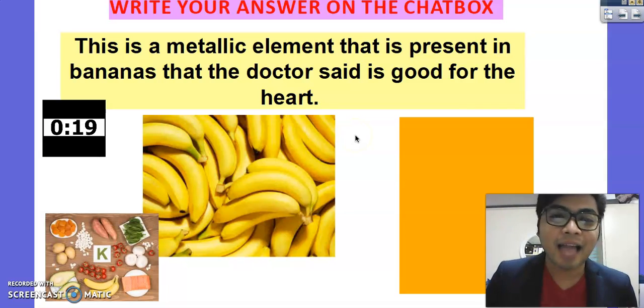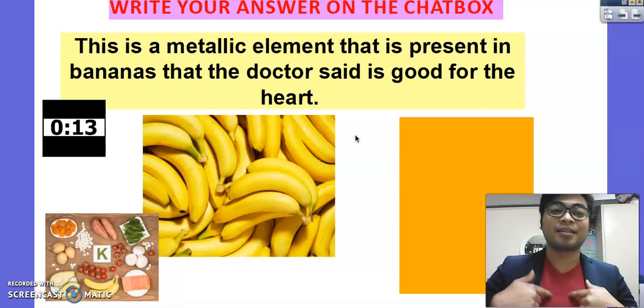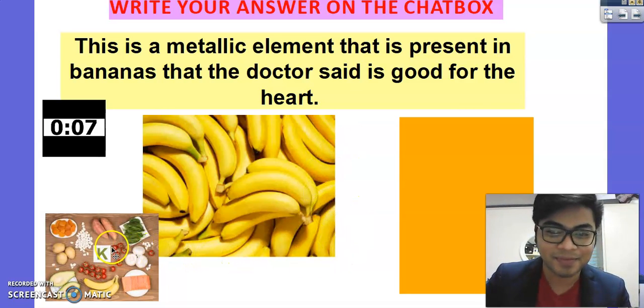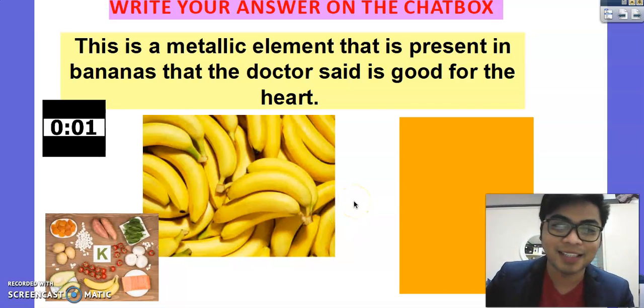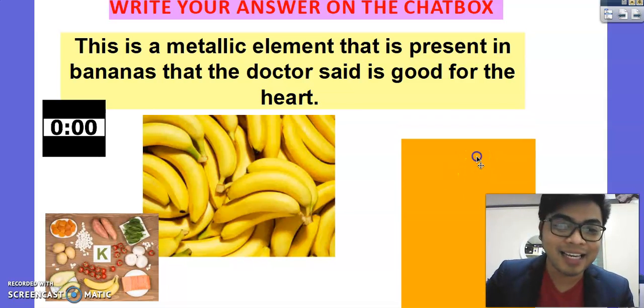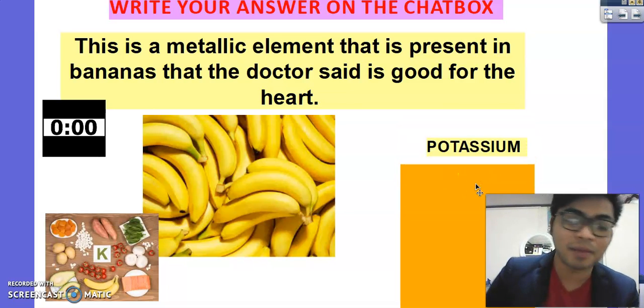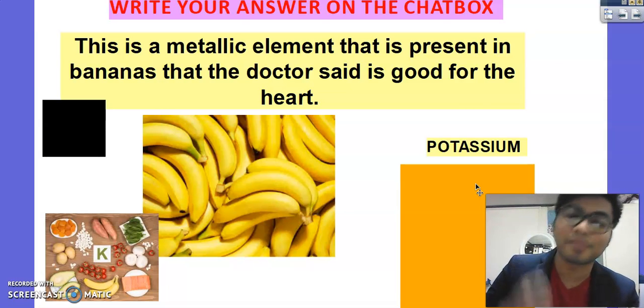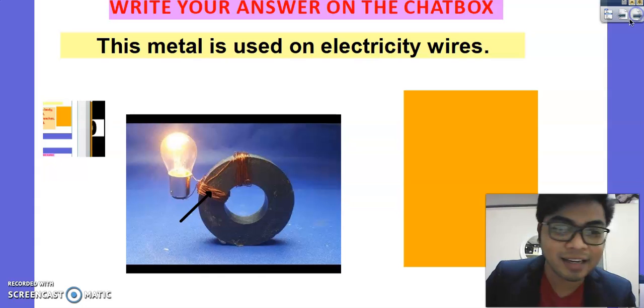This is a metallic element that is present in bananas that the doctor said is good for the heart. What is this? Three, two, one. The correct answer is potassium. The doctor would tell you to eat bananas for potassium for your heart. Good for pumping. Okay, next question.